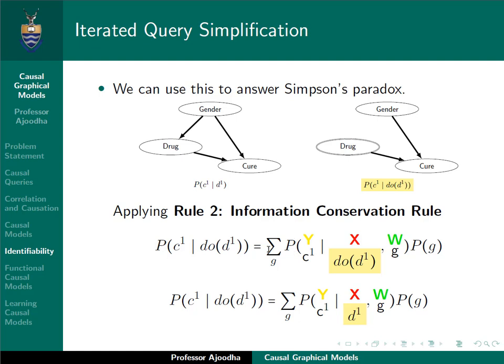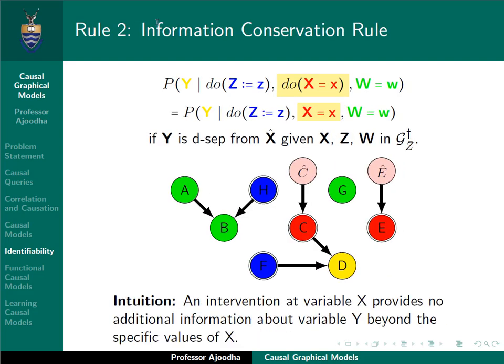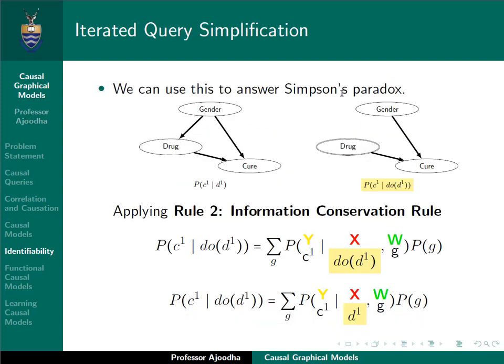Then you can use the second rule, the information conservation rule, which says that you can convert this do into ordinary evidence that we can learn with ordinary data. Using rule 2, we replace the intervention with observation inside each gender group because the condition is met. This changes the formula to this. The do is no longer here. So that's pretty cool.